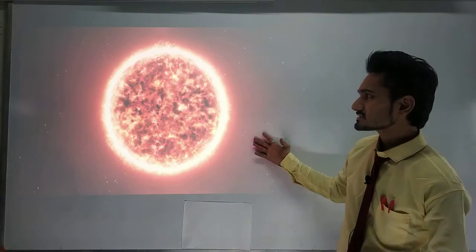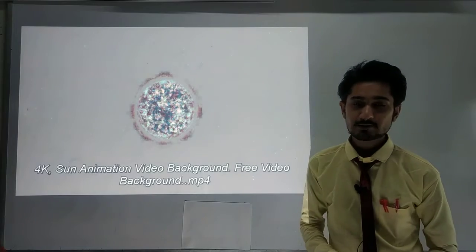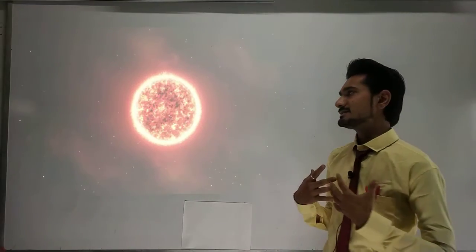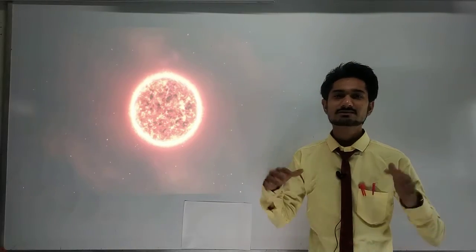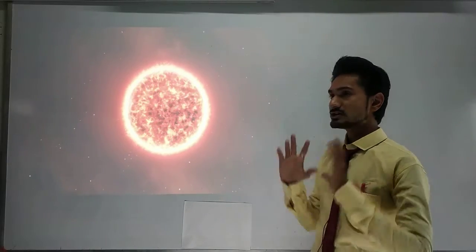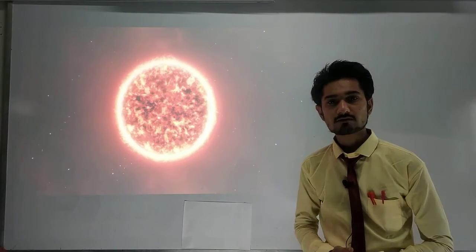Generally it has a temperature of 6000 degrees Celsius. It means it has 6000 degrees Celsius. We have seen 44 or 45 degrees Celsius on our Earth, and still we cannot live here. So assume that there is a 6000 degree Celsius temperature on this Sun. So we have to study about that.